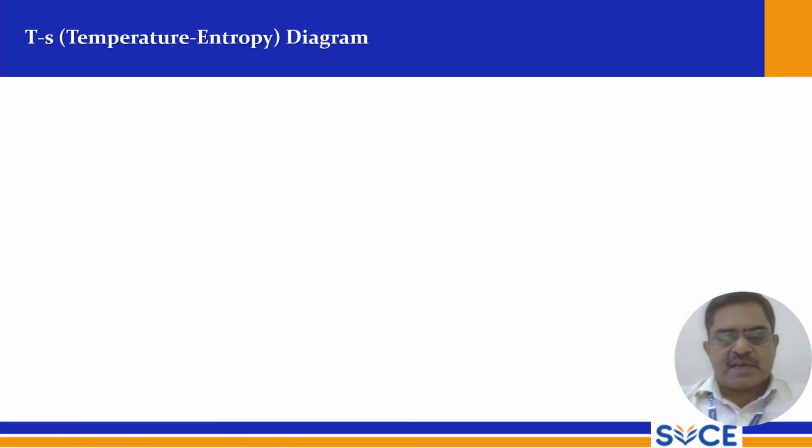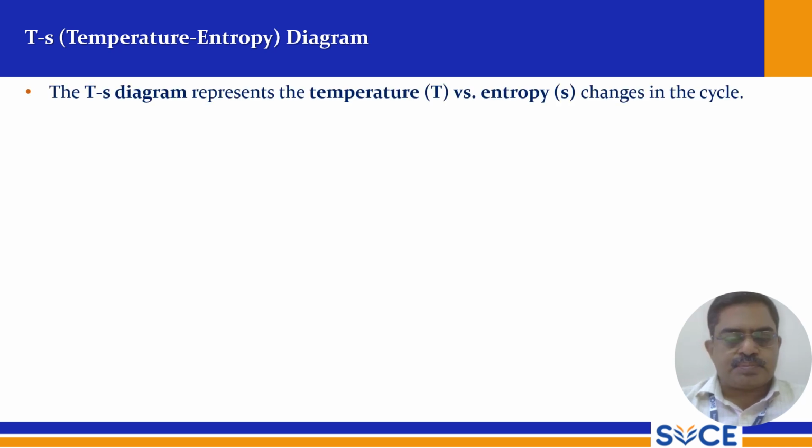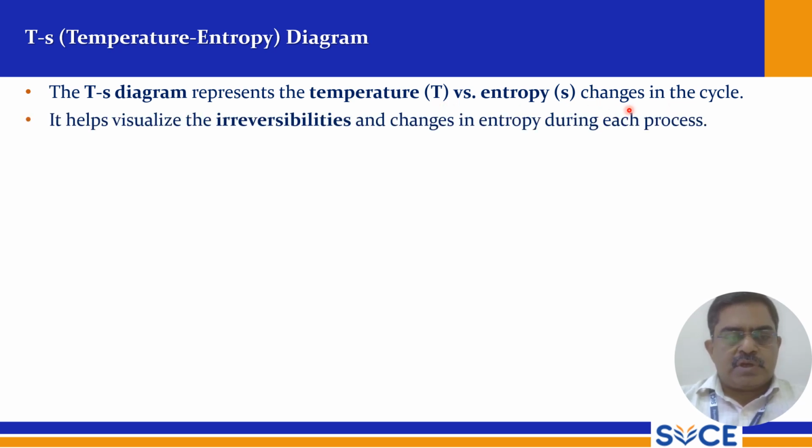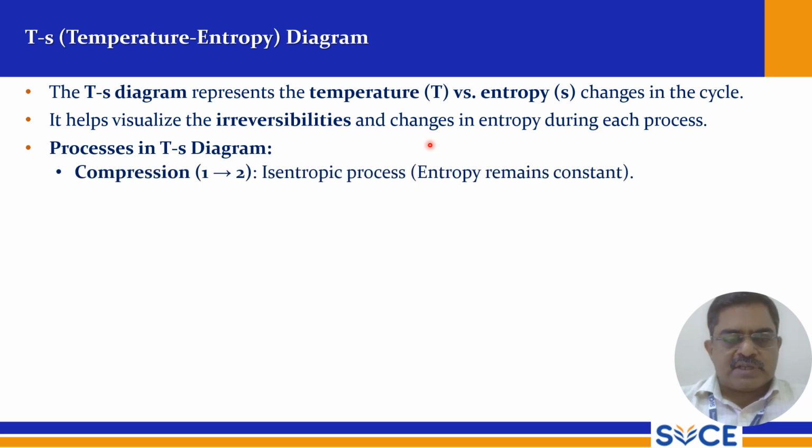Next is the TS diagram, the temperature entropy diagram. The TS diagram represents the temperature T versus entropy changes in the cycle. It helps visualize the irreversibilities and changes in entropy during each process. So we can see the irreversibilities and changes in entropy during those four processes. Now we can see the processes in the TS diagram.